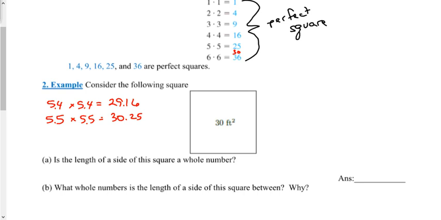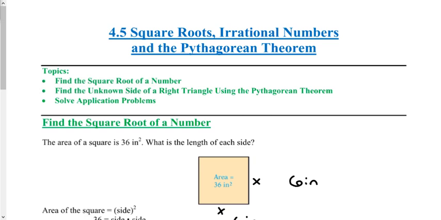5.45 squared, or times itself, is 29.7. So you'd say, well, that's too little. It's got to be a little bigger. And it turns out that that's actually something that we would call an irrational number. And it means it's going to keep going on forever. Like the number times itself to get us 30 is radical 30.